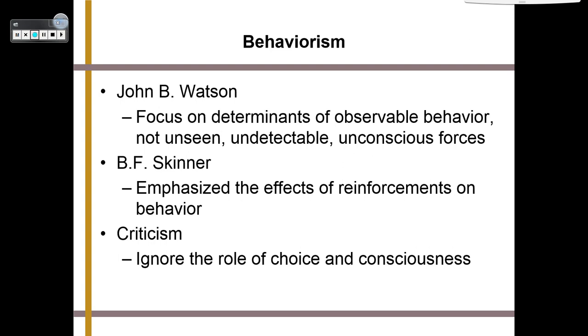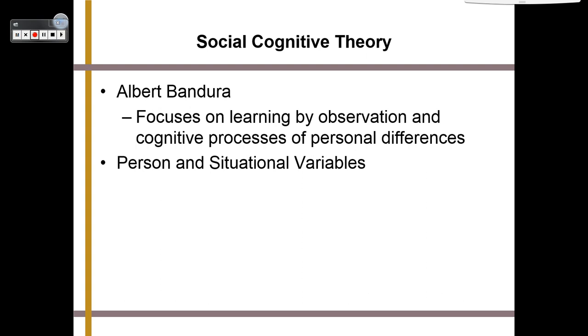So they said that your personality is simply based on the things you've been taught to do. The big criticism with this perspective is that it ignores the role of choice, or free will, and consciousness, because there are many times we might have been taught to do one thing and we did the exact opposite.